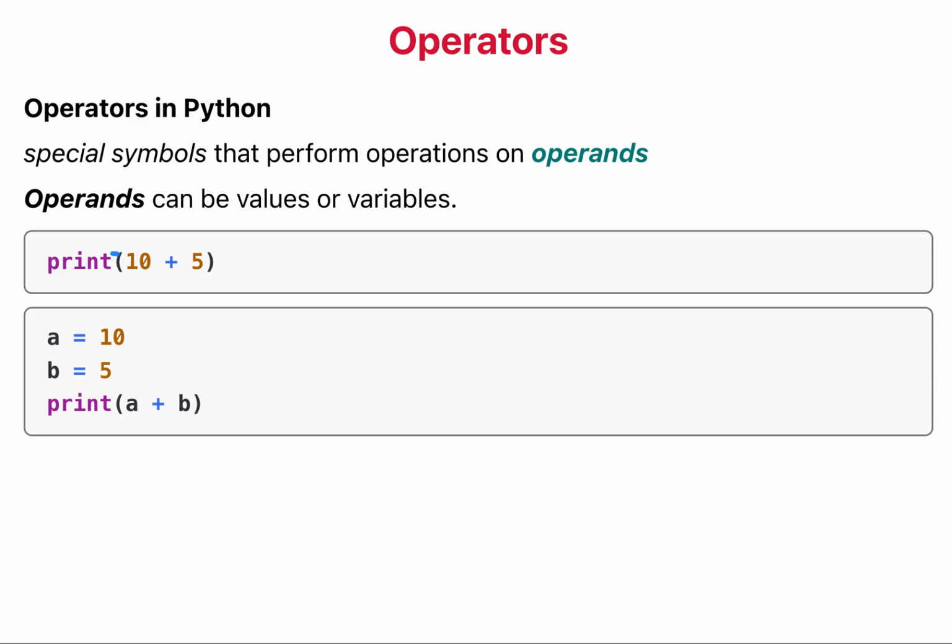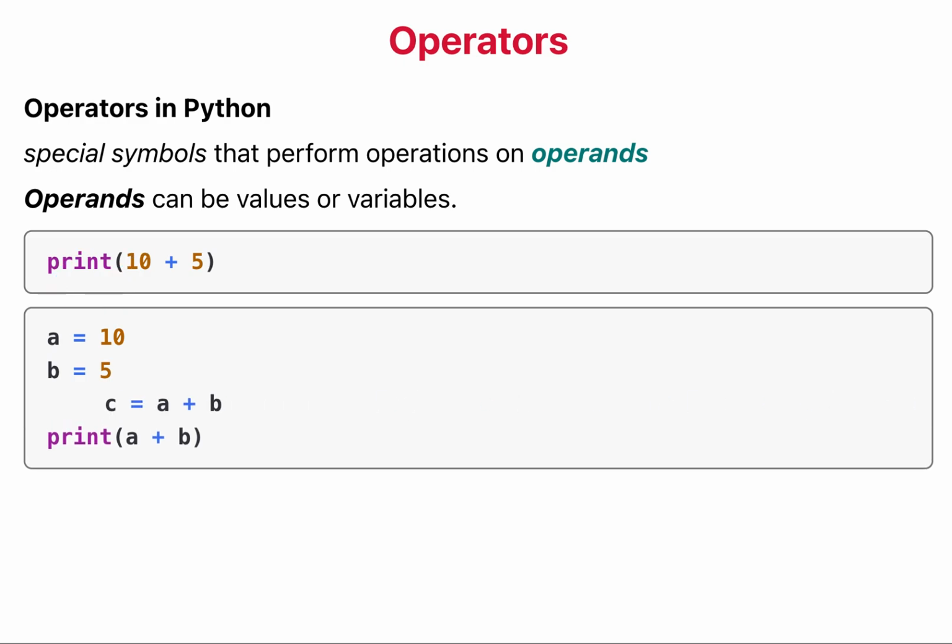The assignment operator, denoted by an equal sign, assigns a value to a variable. Like the addition operator, the assignment operator is also a binary operator, meaning that it acts upon two operands. In this case, the left-hand operand is the variable a that will receive the value, and the right-hand operand is the value 10, which is being assigned to the variable a.